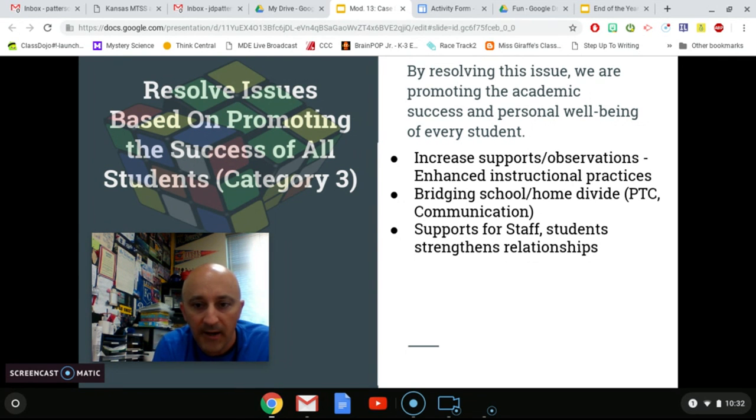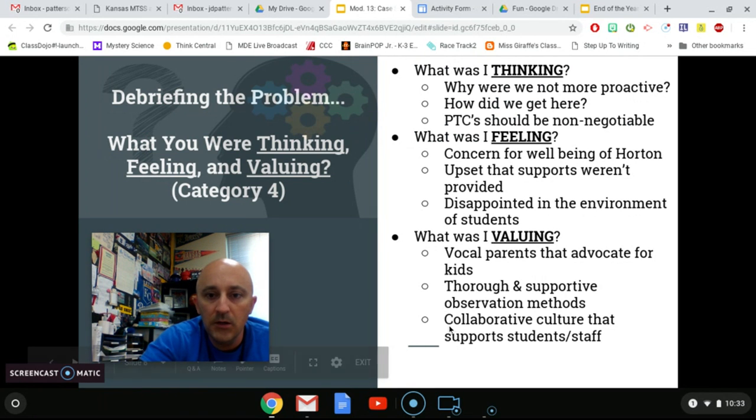Bridging that school and home divide. It's completely eroded at this point, but by doing parent-teacher conferences and just increasing communication, we can begin to mend that, which is going to help. And then supports for staff is going to increase relationships with students. So making sure our staff are taking care of themselves first is going to put them in a better spot when they're at school to help the students.